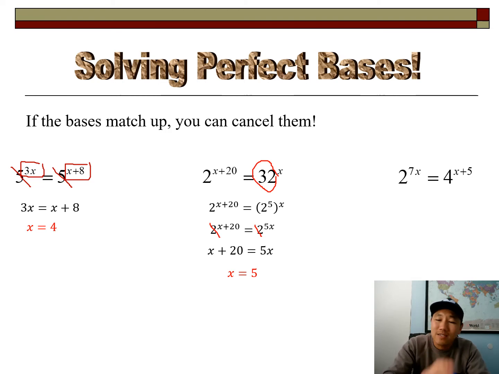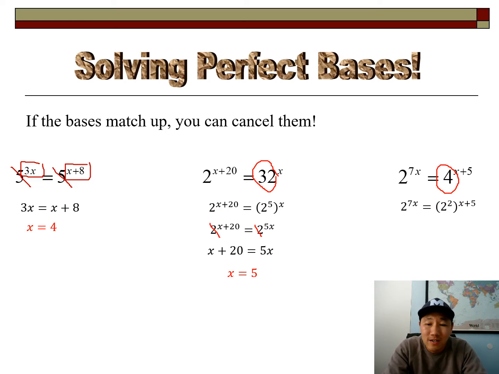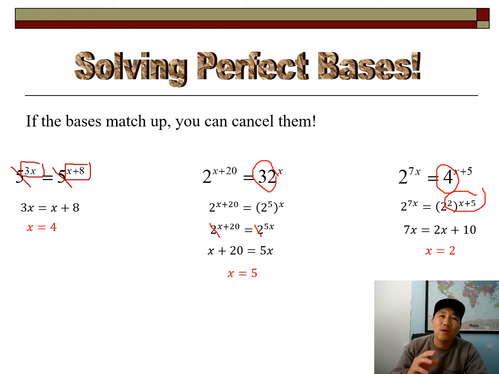Here's another one. It's the same thing as the last one. How do you change this 4 to make it a 2? Well, obviously we know 4 is the same thing as 2 squared. So there it is, 2 squared. Go ahead and simplify this part, multiply them together, and then you just cancel out the 2's. You have 7x is equal to 2x plus 10. Easy algebra 1 problem. X equals 2. All right, so that's an easy way when you can get the bases to be the same.